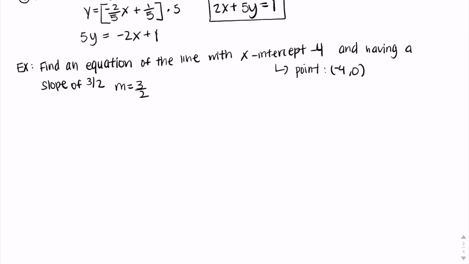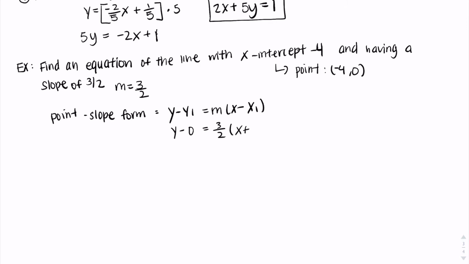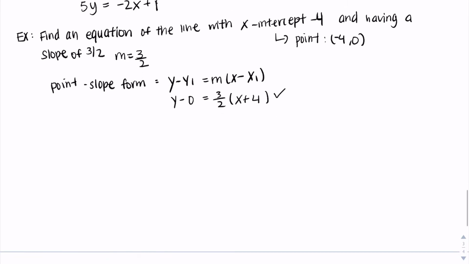So since you know the point and the slope, you can write this equation in point-slope form: y minus y1 equals m times x minus x1. So then you will do y minus 0 equals 3 over 2 times x plus 4. So that would be your final answer.